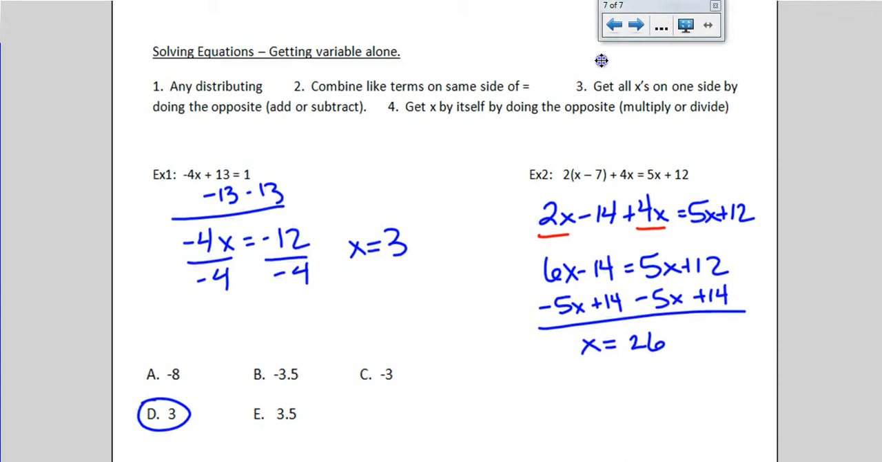So don't do what I did. That was a bad idea. And spend quality time on these problems and make sure you get them right.